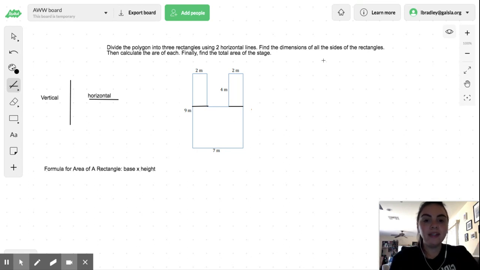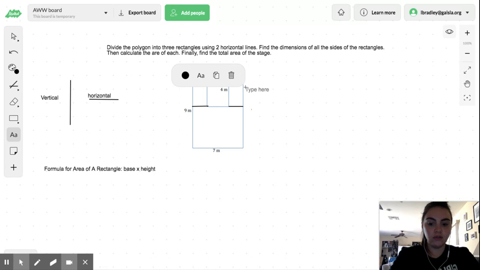Okay. Now it says find the dimensions of all the sides of the rectangles. So dimensions just means what is the side length. That's all we have to do. So we know that these rectangles, they have 2 sides that are always the same. So this side and this side need to be the same length, and this side and this side need to be the same length. So I can type that in because that one I'll know for sure. So that's 4.